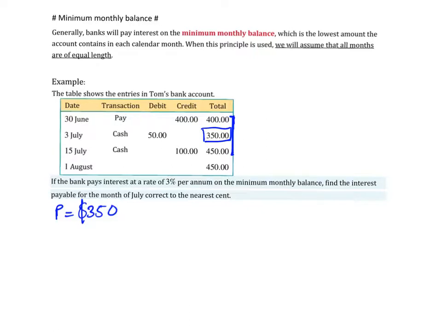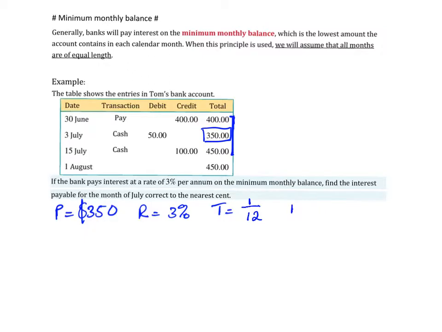Now, what rate is it earning interest at? The rate is 3% per annum. And we know that it's only over a period of a month, not a year. So what fraction of a year is 1 month? It is 1/12, because there are 12 months in 1 year.